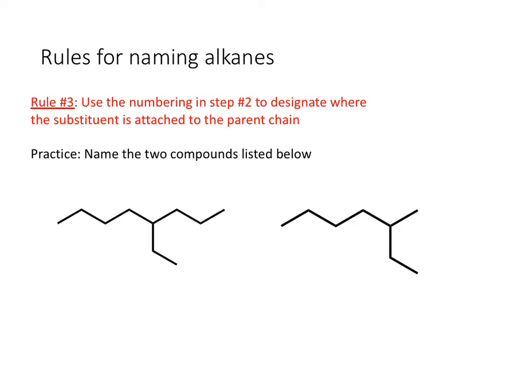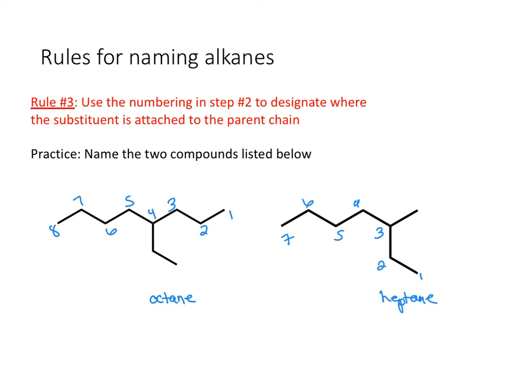Now, using the numbering that we just figured out in the last slide, we want to designate the substituent that's attached to the parent chain. Here we decided that the numbering would go like this: 1, 2, 3, 4, 5, 6, 7, 8. And on this one, we decided the numbering would go like this: 1, 2, 3, 4, 5, 6, 7. What's my parent name for this one? It's octane. For this one, it's heptane. So now I just need to indicate what substituent is at what carbon.